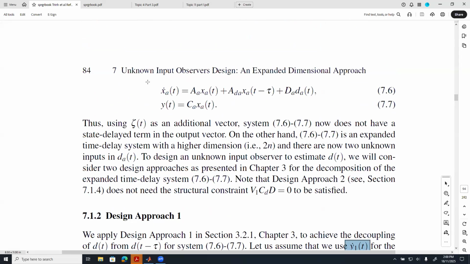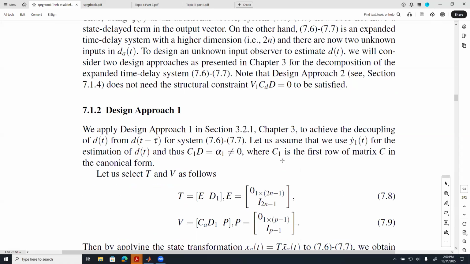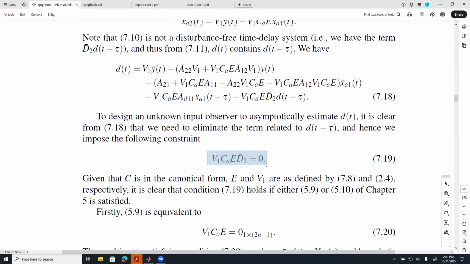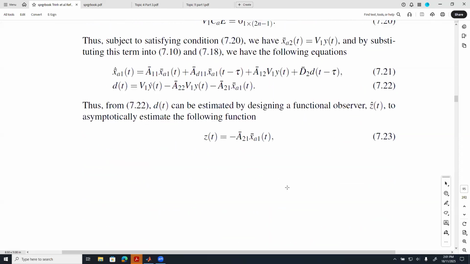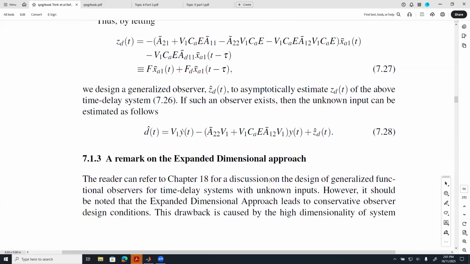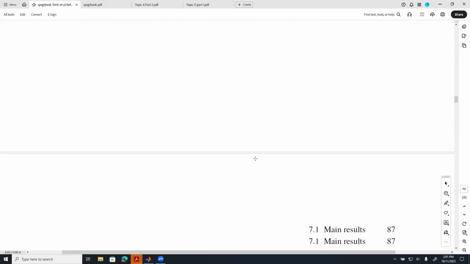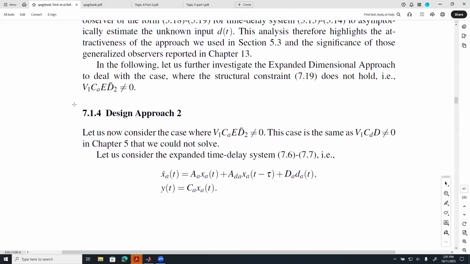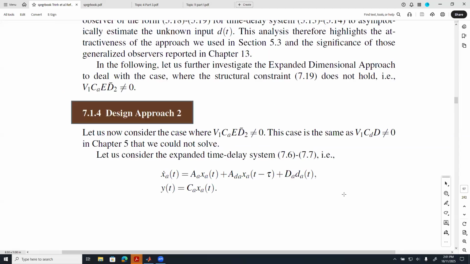Now, have a look at this bit in here. Another way that we can do it is to estimate the entire unknown input vector in one go, which contains two unknown inputs. If we do that in one go, then there won't be any requirement on this constraint in here. So that's where we can see an advantage of using this expanded dimensional approach to investigate the unknown input estimation problem. That's where we discuss this design approach 2 in here.